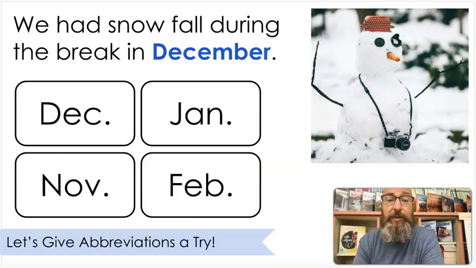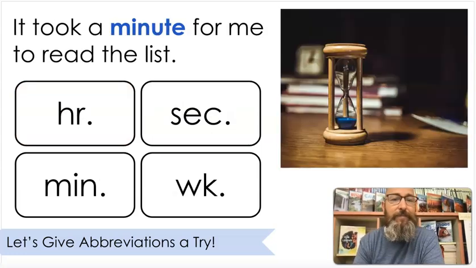We had snowfall during the break in December. What abbreviation would be for December? Capital D-E-C, period. Very good. It took a minute for me to read the list. Which one would be for minute? Lowercase m-I-N, period. And notice this is lowercase. It's lowercase because minute is not a proper noun. It's not a name.